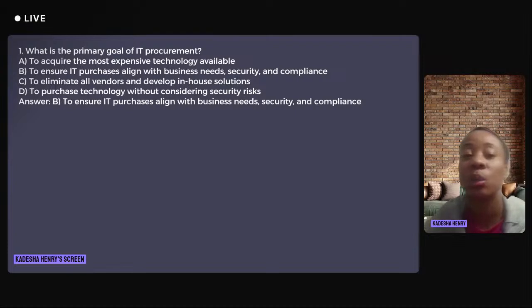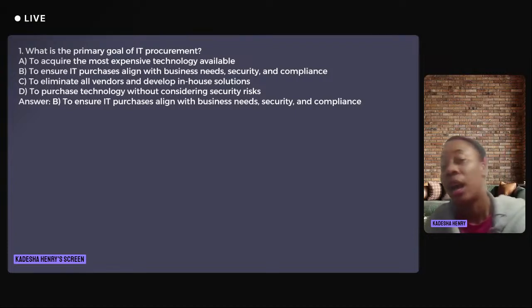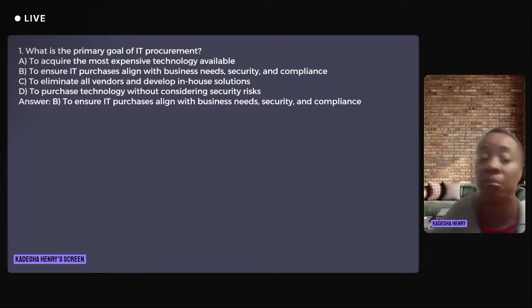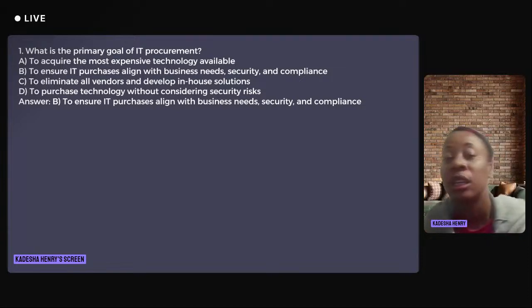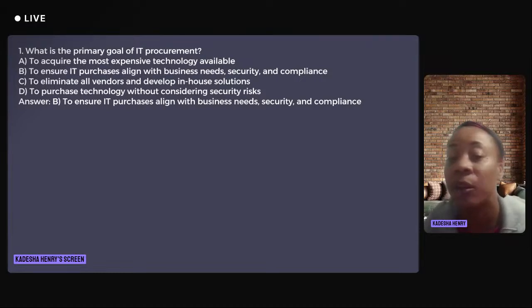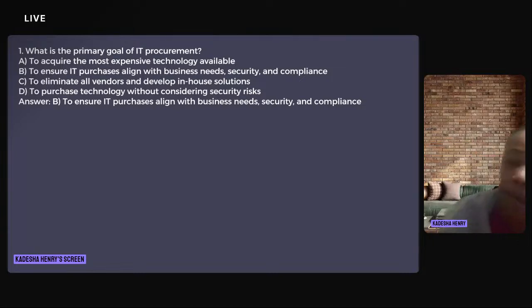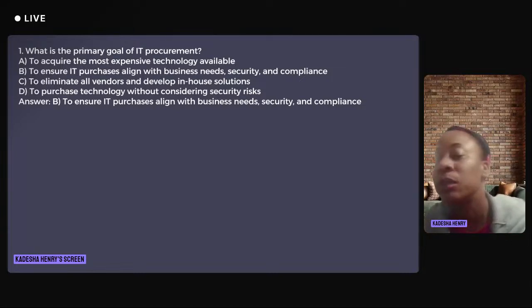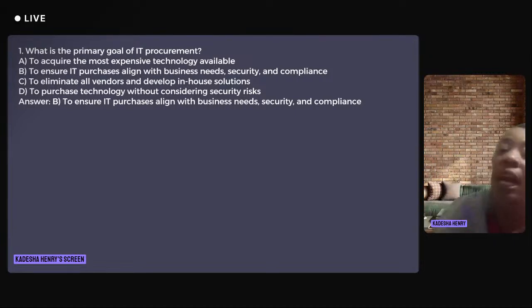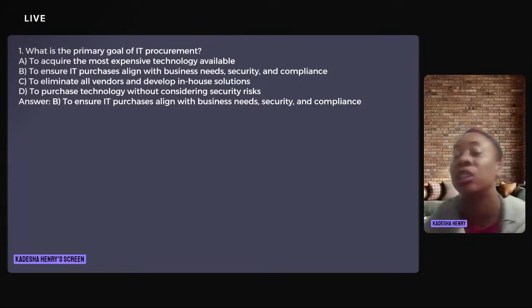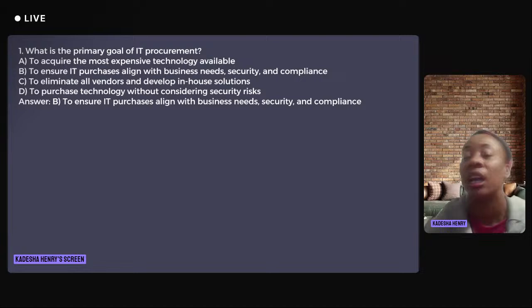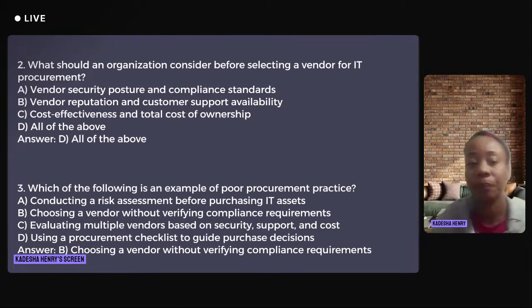And we know that the answer would be B, because one of the goals of the IT department in buying hardware and software is to ensure IT purchases align with business needs, security, and compliance. You have to bear that in mind. The buying must align with the business need. And security and compliance is a big thing you have to consider when purchasing as IT personnel.